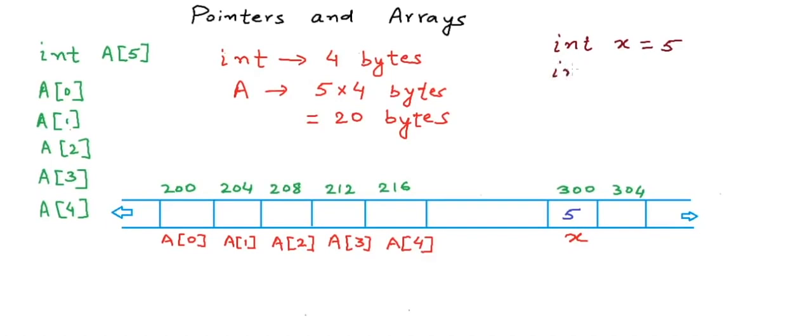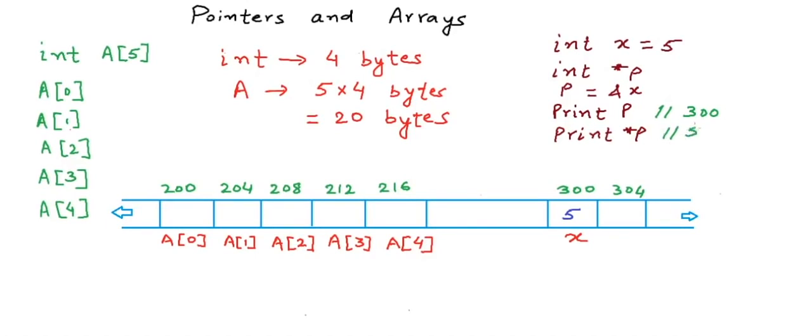Now let's say I have a pointer to integer p, and in p I store the address of x. If we print p, then the value in p would be 300, so this statement will print 300. And if we dereference p and try to print the value stored at this location p, then the value would be 5.